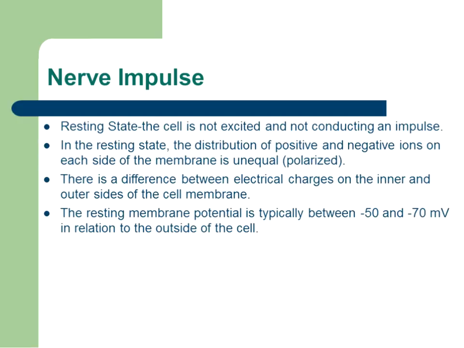But you have an unequal distribution of positive and negative ions, although they are similar in distribution, almost equal in distribution, but they're not. They're unequal, but not so greatly unequal from each other. So there is a difference between the electrical charges on the inner and outer sides of the cell membrane. Okay? The resting membrane potential is typically between -50 and -70 millivolts in relation to the outside of the cell. So this is below 0. Okay. Now, let's move on.